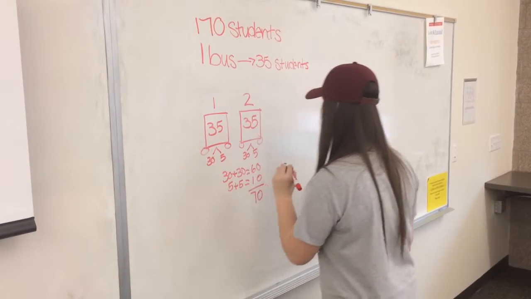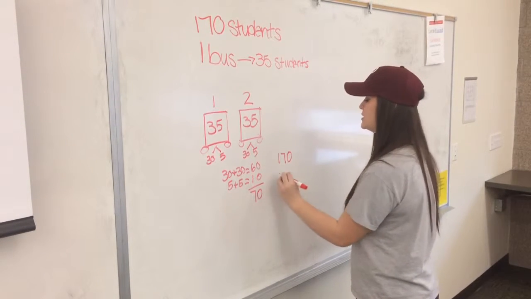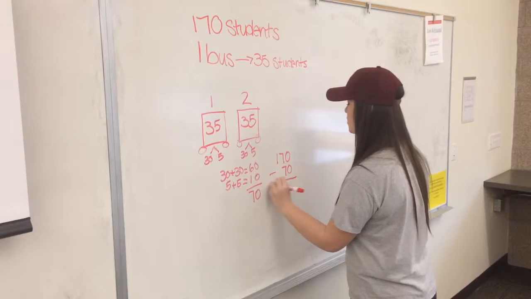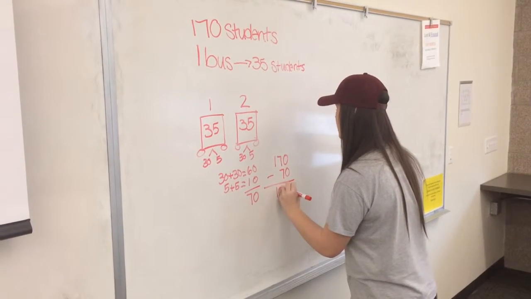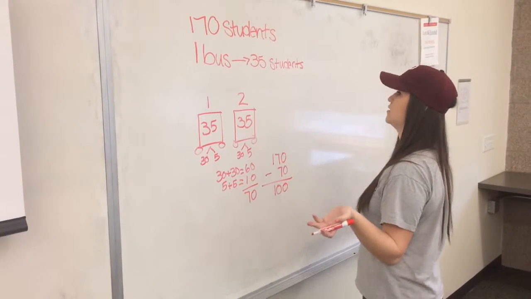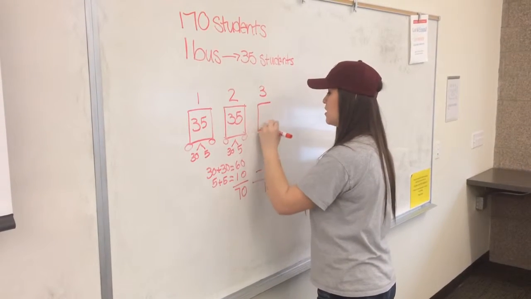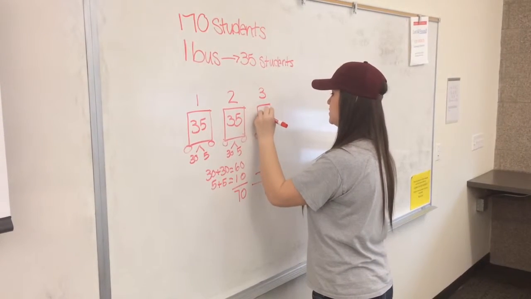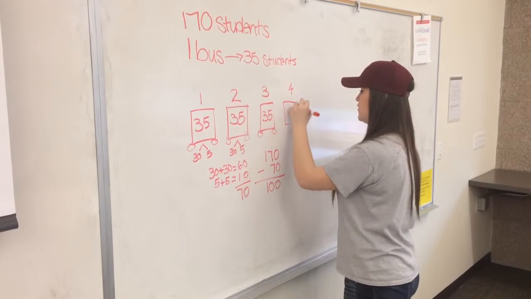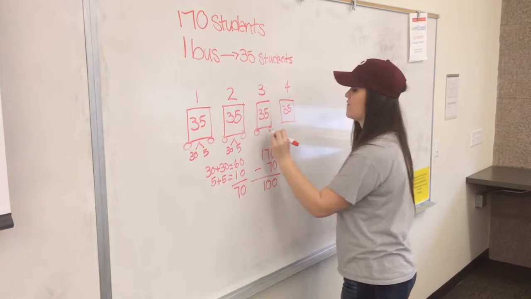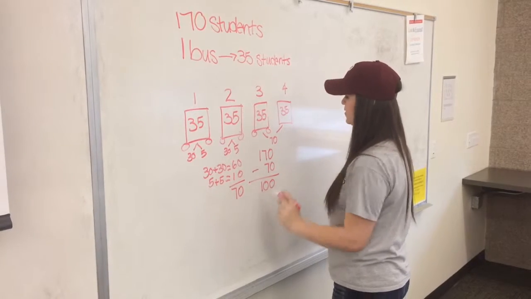But we know that we need 170 students. But now we only have 70 seats. How many do we need now? So 170 minus 70 is going to leave us with 100 seats still needed for our 170 students altogether. So we know that we're going to need a third bus of 35 students, and we know that we're going to need a fourth bus of 35 students because 35 and 35, as we figured out over here, is 70, which is still less than the 100 needed.